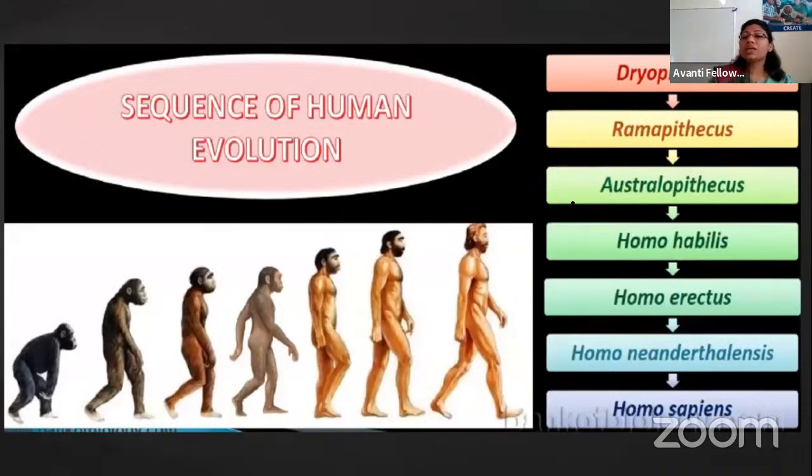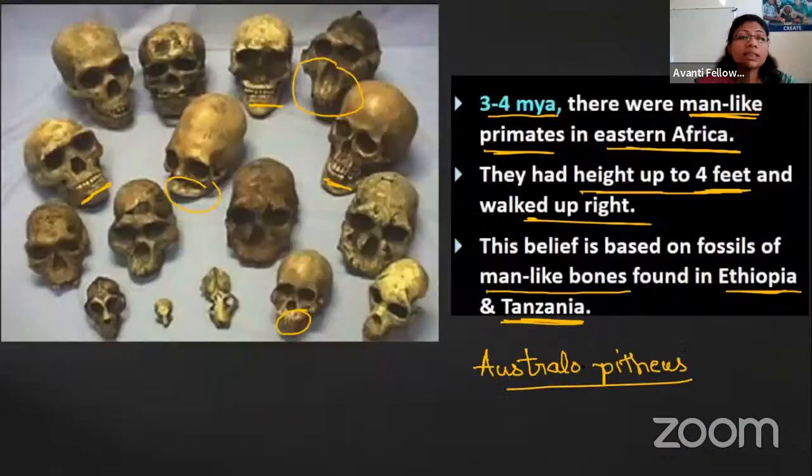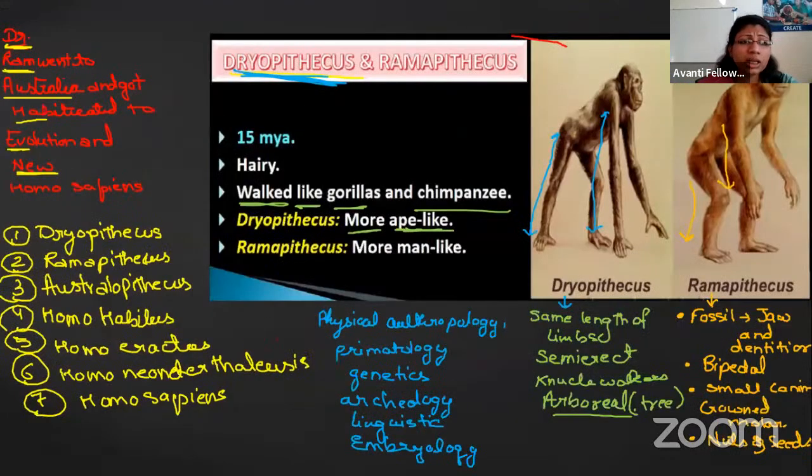For this sequence, we also had a mnemonic: Dr. Ram went to Australia and got habituated to evolution and new Homo sapiens. That was our mnemonic to learn this. You can see the mnemonic written here: Dr. Ram went to Australia and got habituated to evolution and new Homo sapiens. Through this you can easily learn the sequence of human evolution.